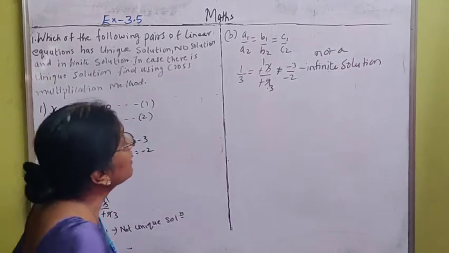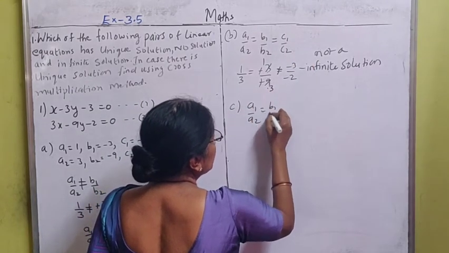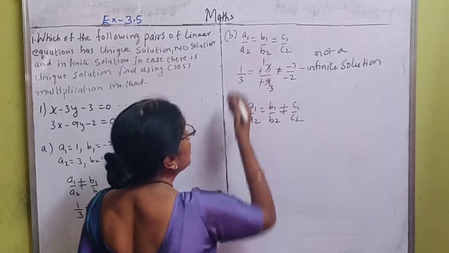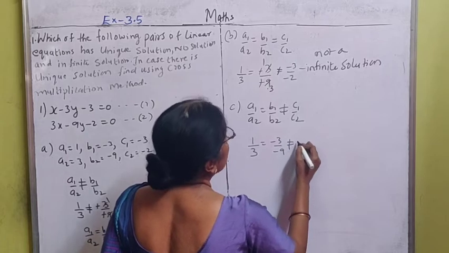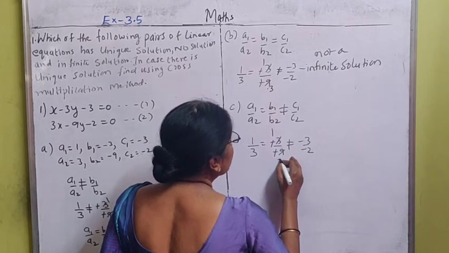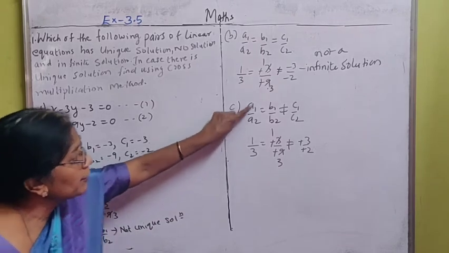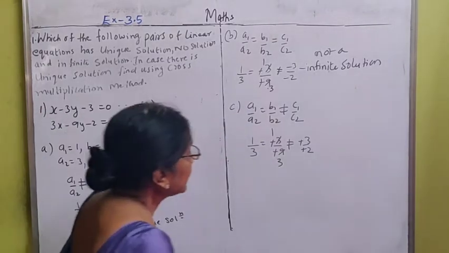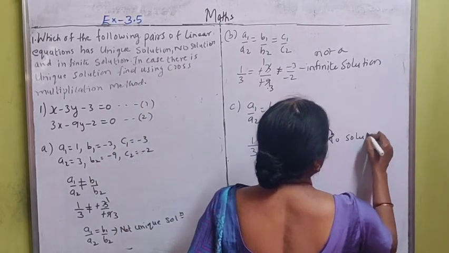Now what is the last one remaining? a1 by a2 should be equal to b1 by b2 should not be equal to c1 by c2. Here only I have solved it. Once again you write it down. a1 by a2 is 1 by 3, equal to minus 3 by minus 9, not equal to minus 3 by minus 2. Minus minus signs cancel, 3 ones are 3, 3 threes are 9. So you can see that a1 by a2 is equal to b1 by b2 is not equal to c1 by c2 is true for this equation. Means this equation has no solution.